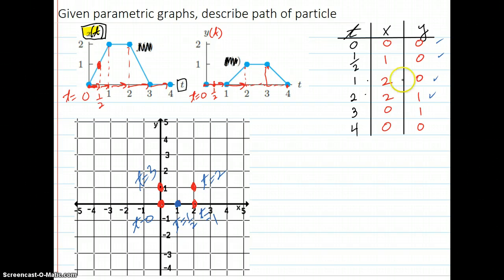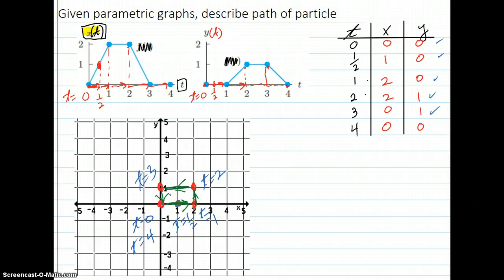And then 0, 0 was the final destination at t equal 4. So the path went like this. It started off t equals 0 here, then it went to here, went up here, went across there, and here, in this order. It went this way, this way, this way, this way.